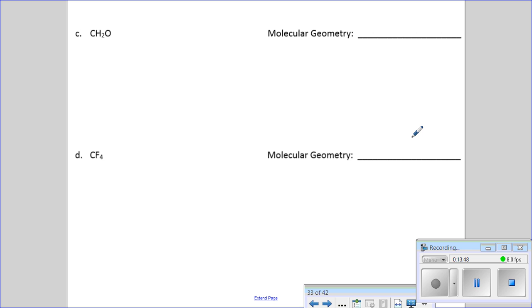Next, I need to draw formaldehyde, which is CH2O, and I need to draw carbon tetrafluoride, which is CF4.